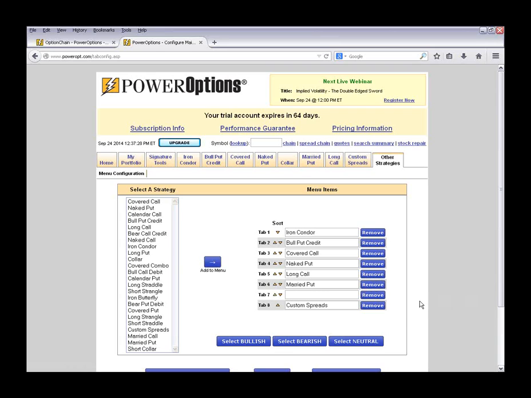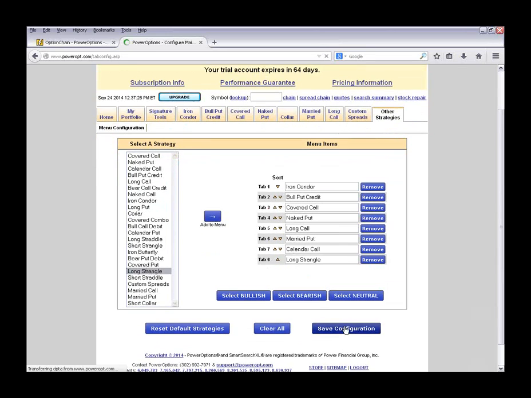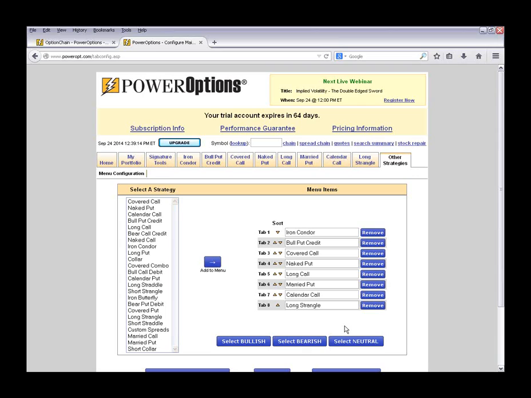And I'm going to go ahead and remove the custom spreads for the time being. And let's go ahead and add in calendar call. And at the same time, let's put in some straddles there, some long straddles, maybe long strangles. Let's go with long strangle for the time being. Okay, so let's go ahead and save that, so that'll take into account what everyone's doing, essentially. We'll take a view of what everyone's doing. Let me just make sure that we're showing the proper screen.